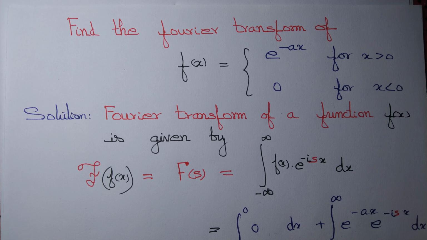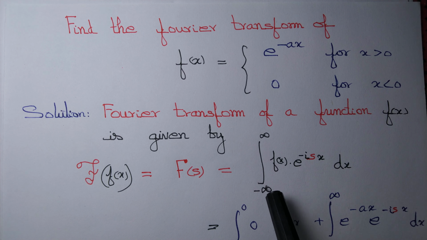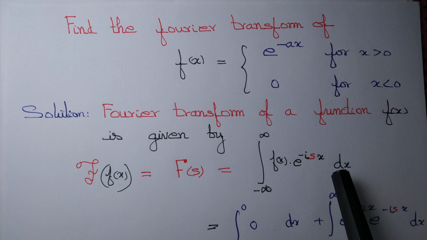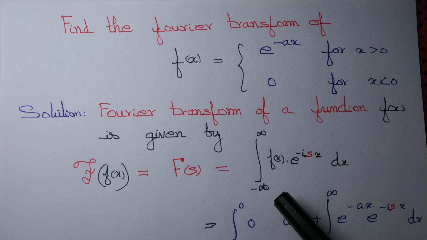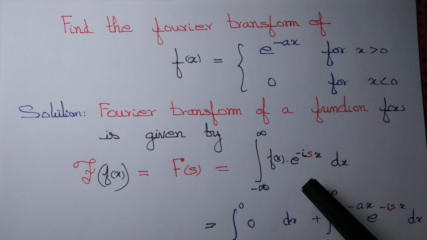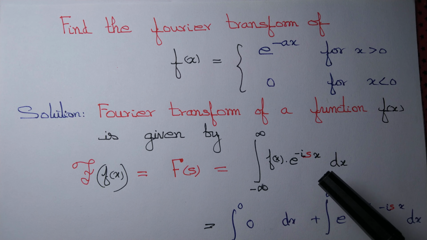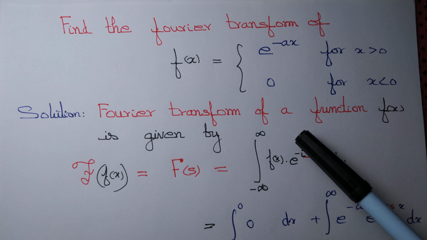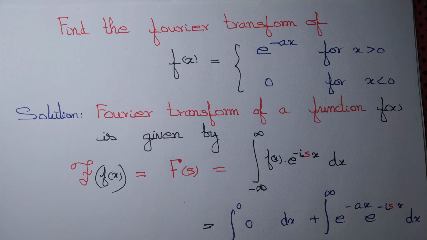Fourier transform of a function f(x) is given by F(s) equal to the integral from minus infinity to infinity of f(x) into e to the power minus isx dx. Observe that the Fourier transform will change from x to s. If you look at this integral, after integrating, ultimately you have to put the upper limit value of x and lower limit value of x. When you do that, x will vanish. So this will be a function of s only. So that is what the Fourier transform gives us.